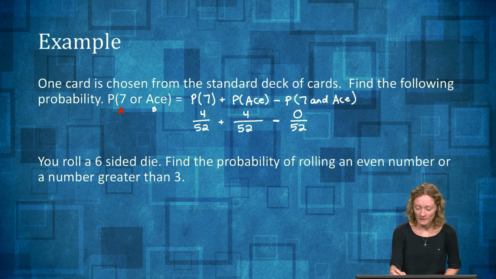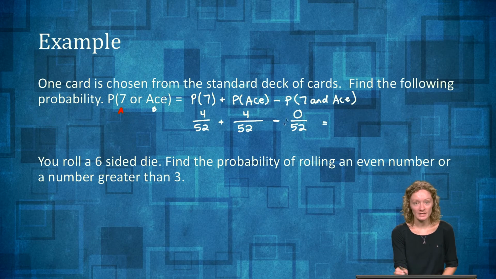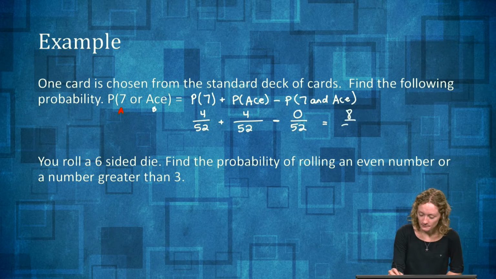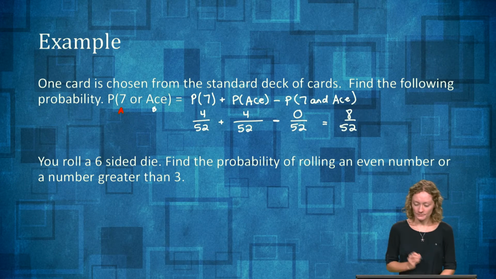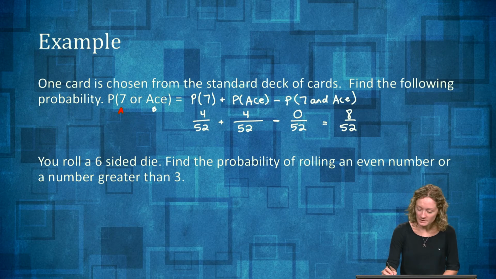This is what we simplify. You can do it by hand or in the calculator. Remember, you can type all of this in, then hit the math key. The first option says change to fraction, and then hit enter. And it'll give you the simplified answer. 8 over 52 simplifies to 2 over 13.